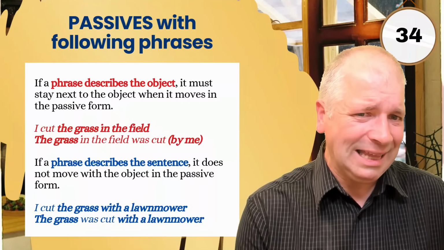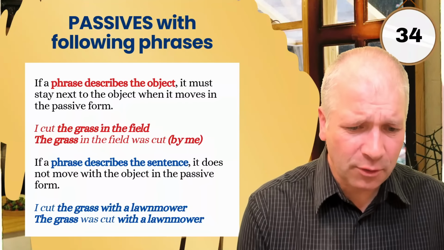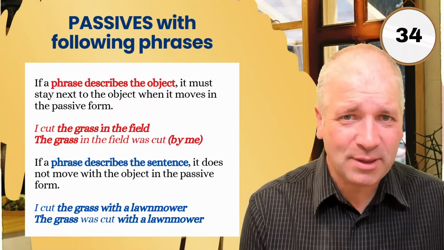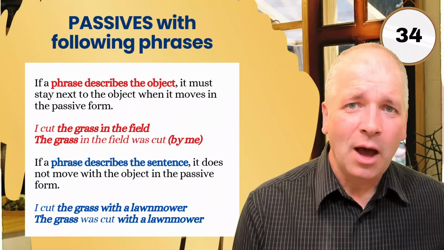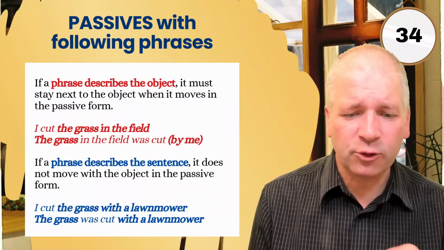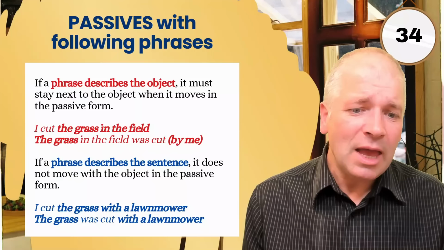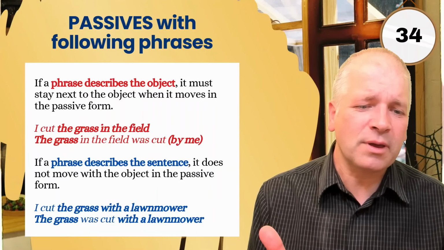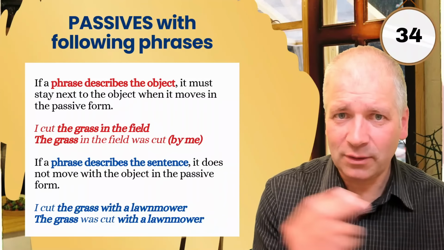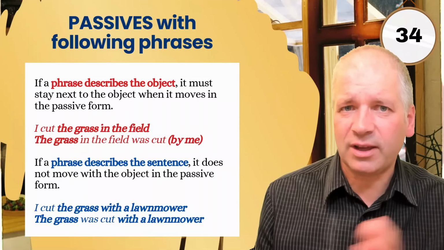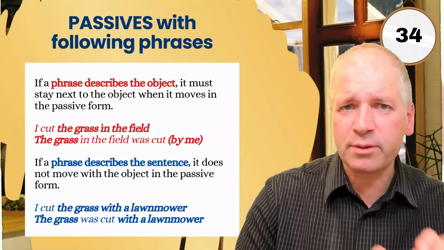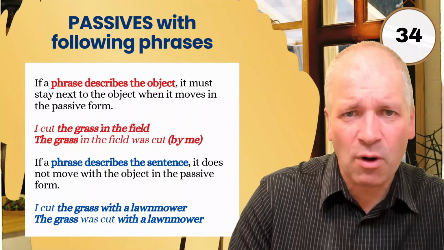Let's use a more clear example. I cut the grass with a lawnmower. Here, a lawnmower does not define the grass. It can't possibly be grass. A lawnmower defines how it was cut. So here, keep them apart. The grass was cut with a lawnmower. Similarly, if you mean that the grass was cut in the field, and in the field refers to the place where it was cut, then you could do the same thing. The grass was cut in the field, rather than the grass in the field was cut. Only put in the field with grass if in the field is actually defining the grass you're talking about.